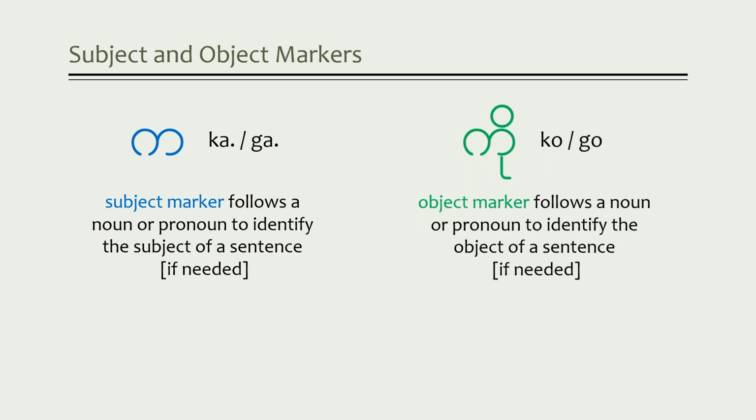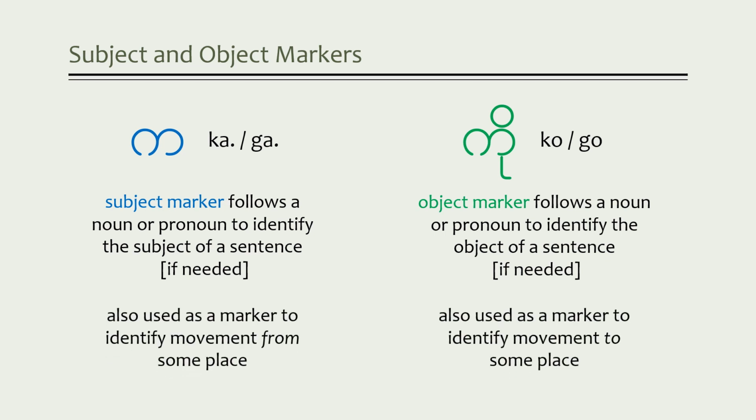Now the object marker is pronounced go or go. Again, just a slight difference in pronunciation. It immediately follows a noun or pronoun as well to indicate the object of a sentence. Again, if it's needed. Now, one word of caution. These two particles also have a second meaning. When coming from or going to some place, these particles are also used to clarify meaning. I'm going to cover that in a later lesson.